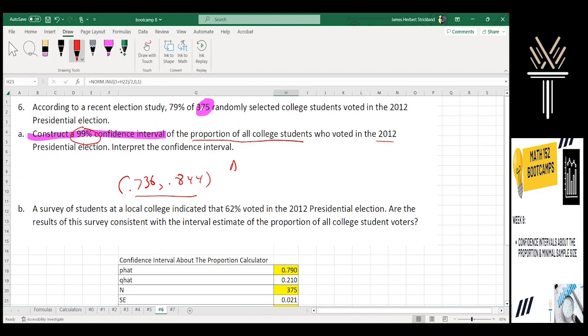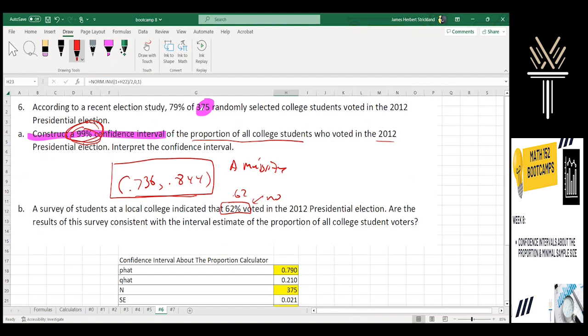So I can definitely say a majority of college students voted because they're both over 50%. But I have no idea what that number is. And so somebody did a study and they found that 62% voted. Based on our confidence interval, can we say that number seems reasonable? And I hope the answer is no. Because we are 99% sure that this process worked and gave us the right answer. That it's between 0.73 and 0.84, and this is only 0.62. So something's up with their results.